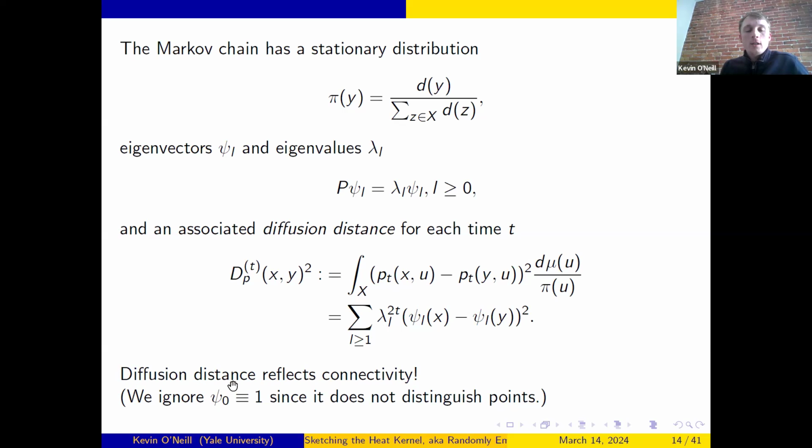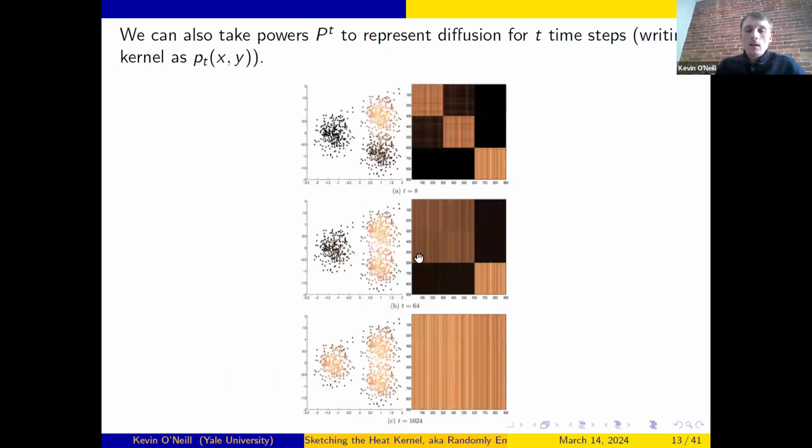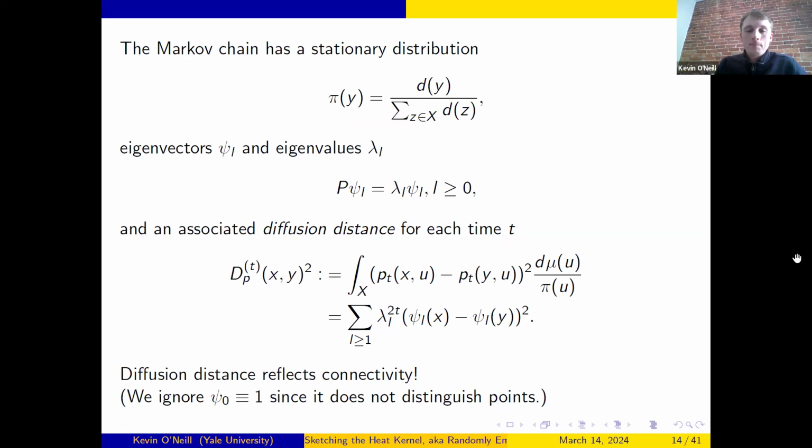What this diffusion distance does is reflect the connectivity of your data set; think of it as a graph. It's a very valuable tool. It helps quantify what we saw in this figure over here. We're also going to ignore the first eigenfunction, which is just identically 1, for purposes of computing distances.